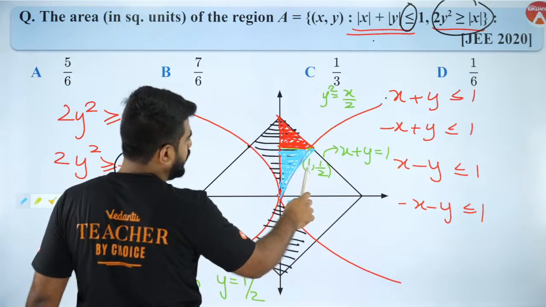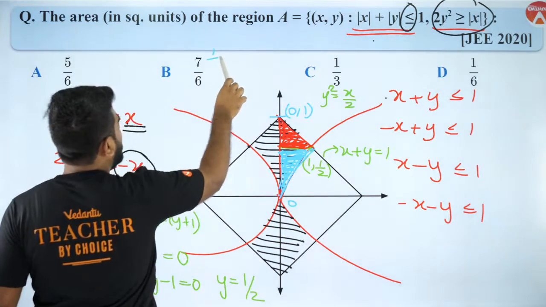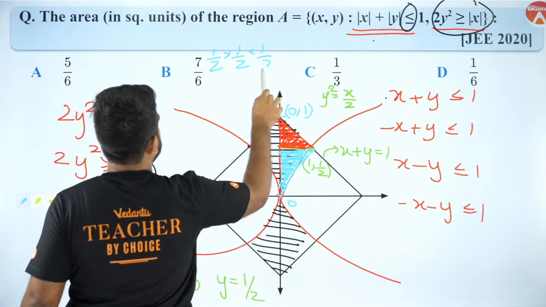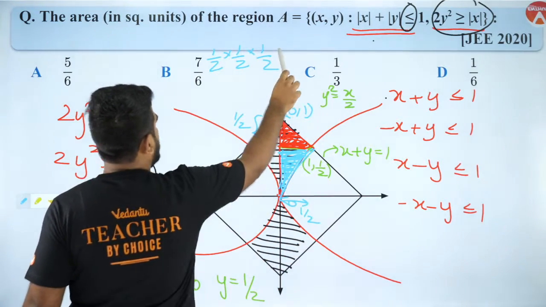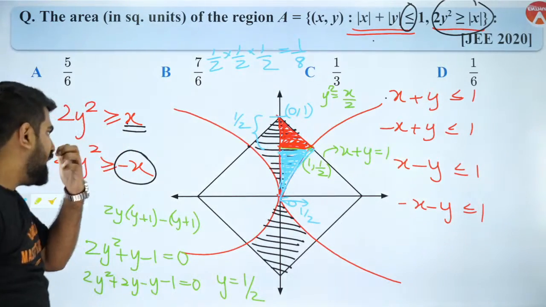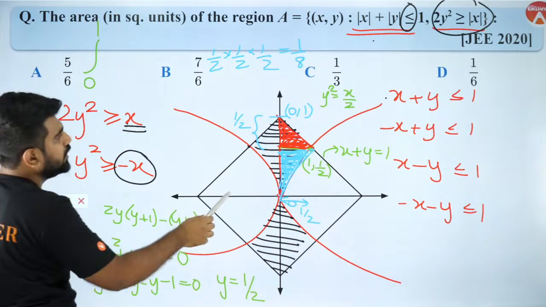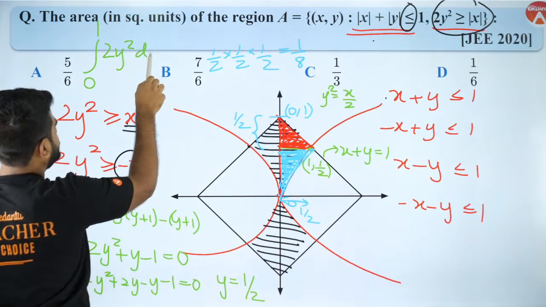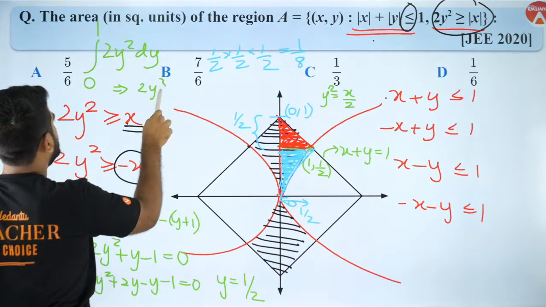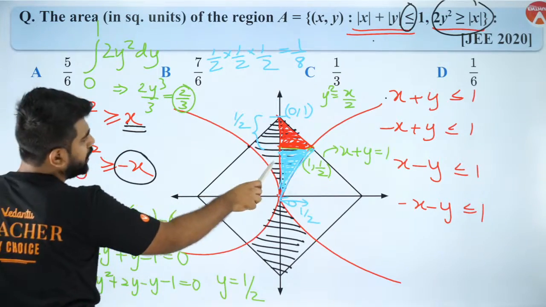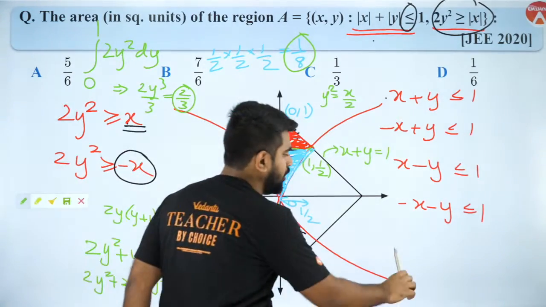The area of the triangle is very easy because we know our y is 1 by 2 and this portion is 0 to 1. So it will be half into height into base. Height is 1 by 2 and base is also 1 by 2, so the area of the triangle is 1 by 8. Now I have to find the blue color area. The blue color area is nothing but the integral from 0 to 1 of x, and x is 2y square, dy. That will be 2y cube by 3, which gives 2 by 3. So that is the blue color area, and this is the red color one. So 2 by 3 plus 1 by 8 is the area of our overall figure.